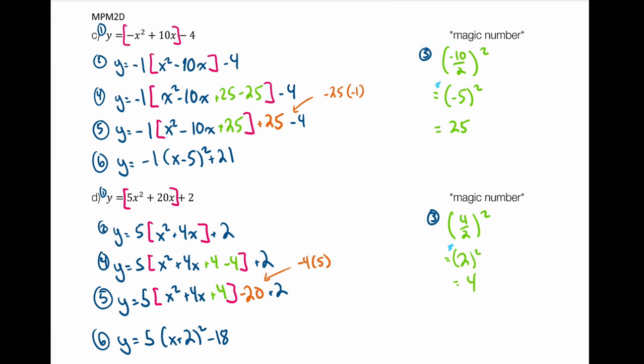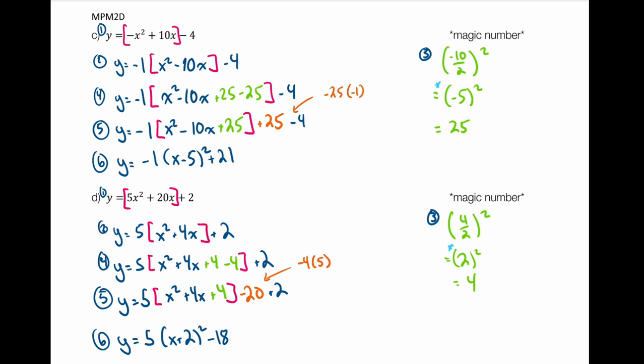So coming back to these two examples, these are the two solutions that you should have. In C, going through the steps: put brackets around the first two terms, common factor it, find your magic number, add and subtract that magic number. When you move the number outside of the bracket, reapply that factor. We have to move that subtraction out. Then factor your perfect square and collect like terms, and you should end up with y equals -1 times x minus 5 squared plus 21.